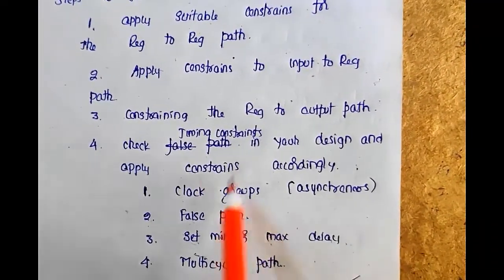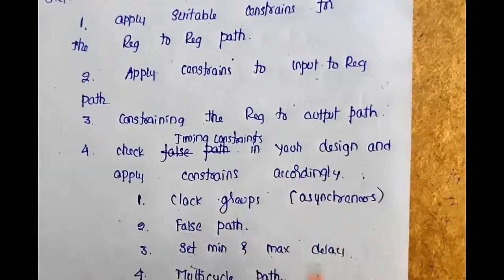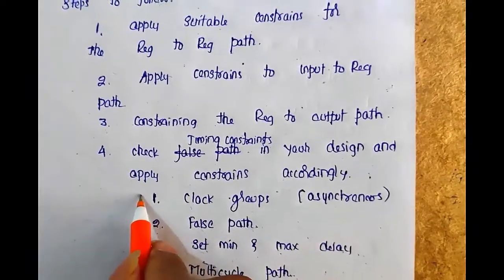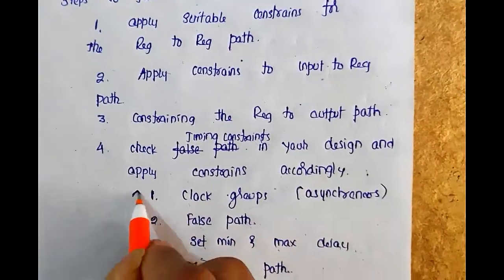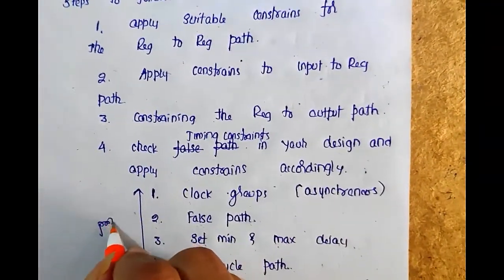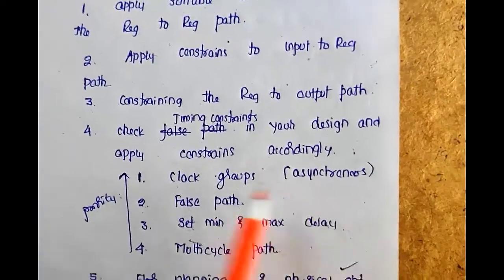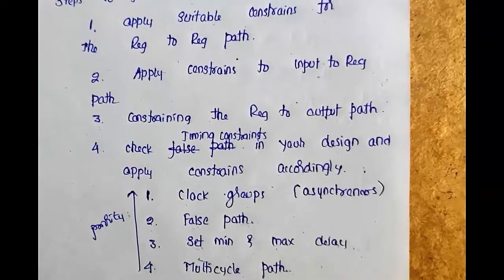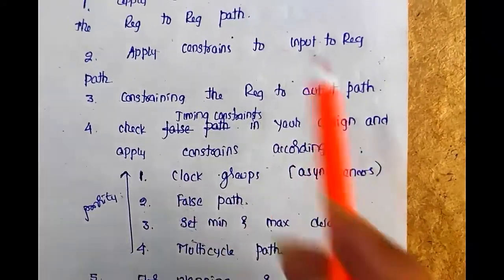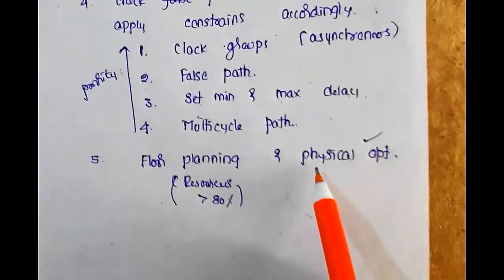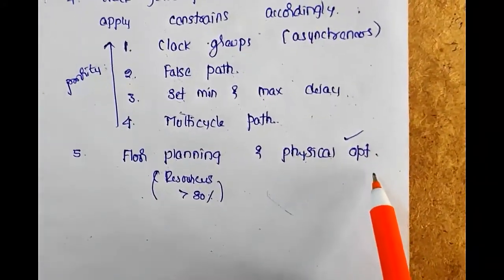Set min delay comes with the timing constraints. You have to check the priority one by one. So this is the priority. The highest priority is always the asynchronous clock groups. Once it does not meet after all those four conditions, you can go for physical optimization.